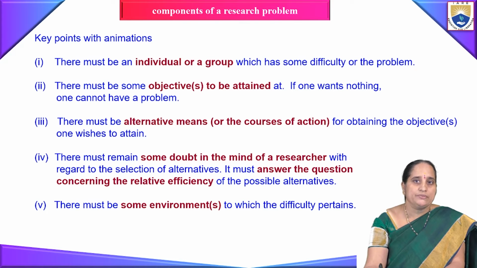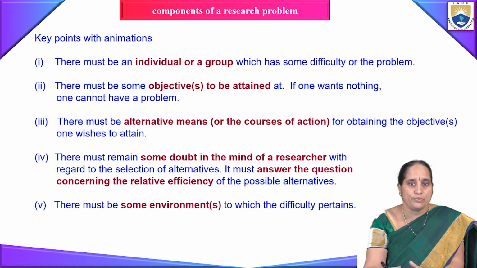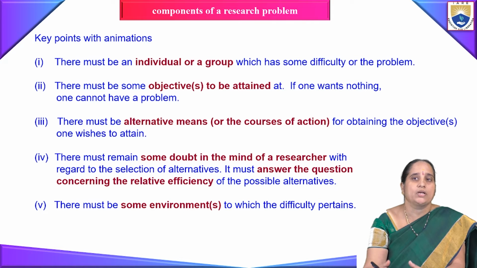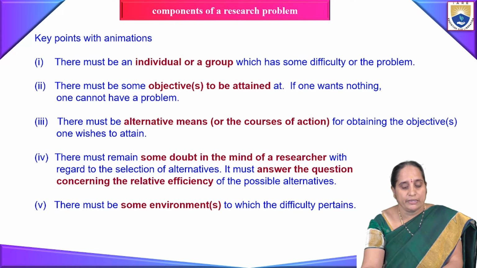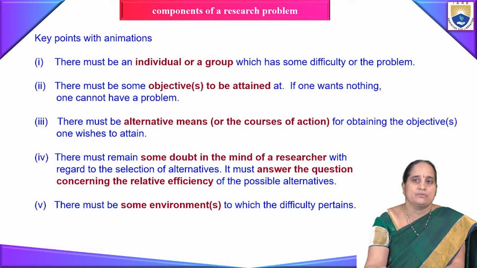Then after that, there must be some objectives to be attained. What do you mean by objective? Objective means the purpose why you are doing this particular study, why you want to find out a solution. What happens if you do not understand the problem thoroughly? Instead of one problem, multiple problems may arise in the organization. If one wants nothing, one cannot have a problem. See, no person in this world has all the problem solutions. So for that reason, generally out of curiosity, people want to know different things and different ways to find various solutions. Then next, there must be alternative means or courses of action.